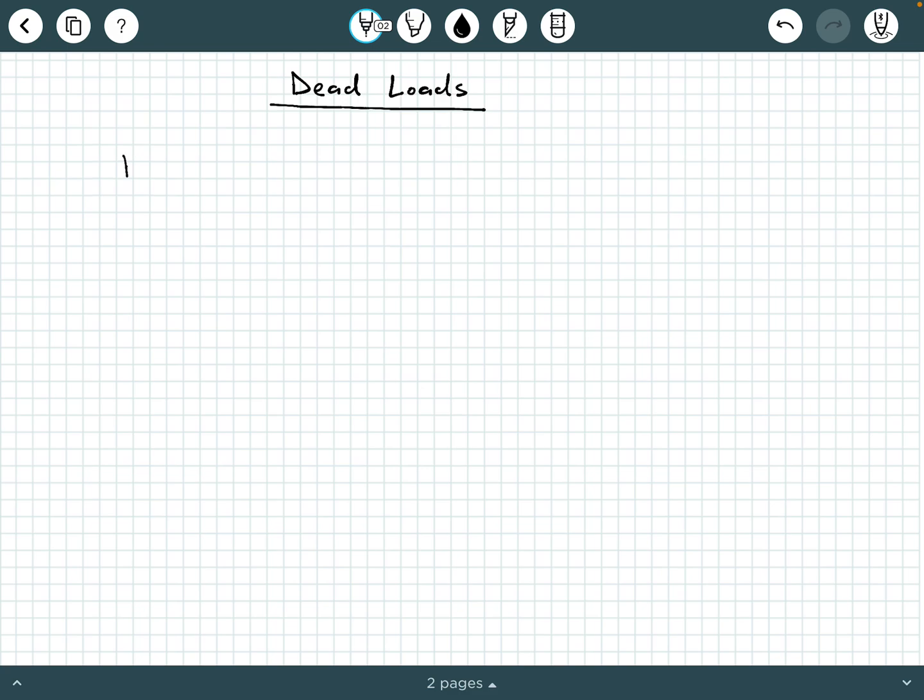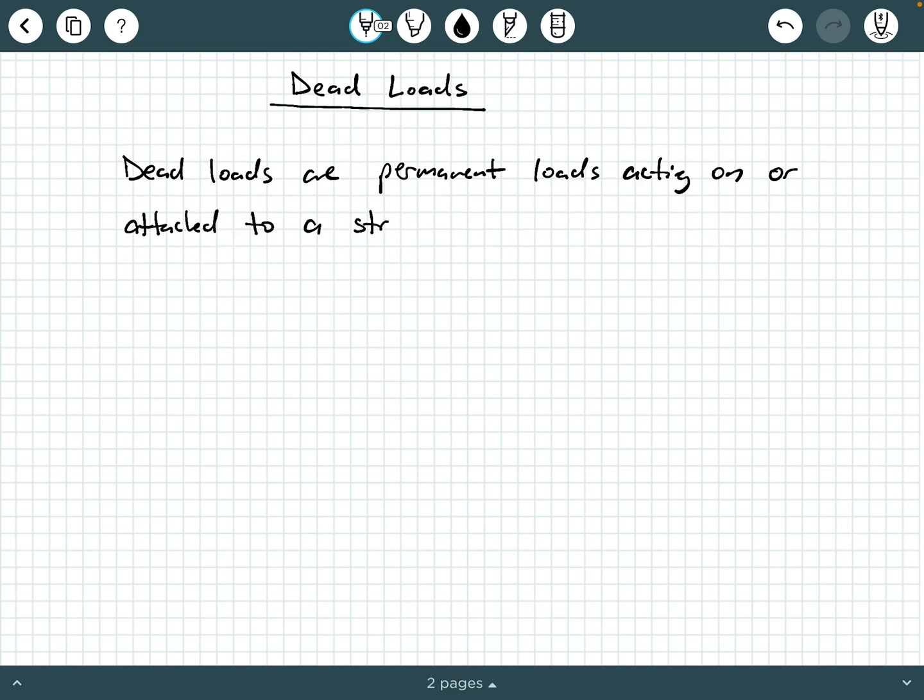Well, recall that dead loads are permanent loads acting on or attached to a structure. Okay, so that's the basic definition of a dead load. It's always going to be there. It's always attached to or acting on a structure. It's going to be there for the entire life of the structure.